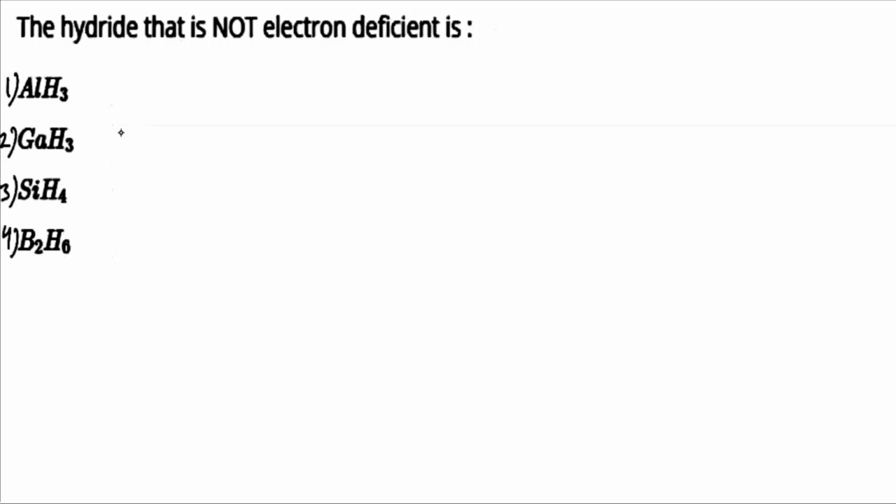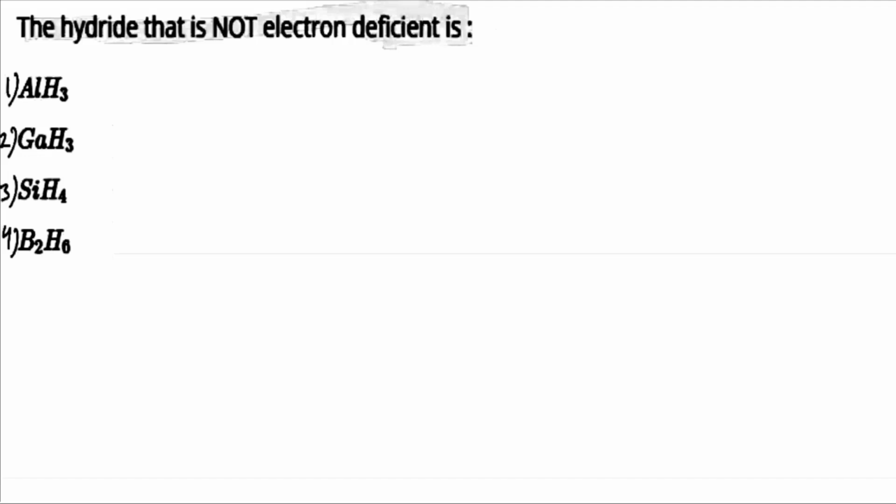Hello guys, the given question says: the hydride that is not electron deficient is. So here we have to determine which among these hydrides is not electron deficient. The hydride in which the central atom's octet is not complete is electron deficient, and the one in which the central atom's octet is complete is not electron deficient. So let's check one by one.